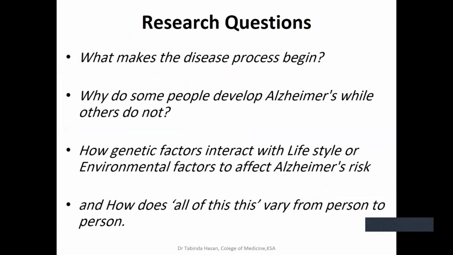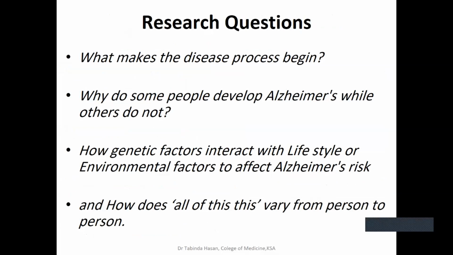Now we move on to the last slide. Whatever I said just now makes us wonder about some things. What at all makes this disease process begin? We talked about abnormal protein and plaques, amyloid plaques and all that, but why does it start in a normal brain? What actually triggers that process? And why is it that some people having the same genes would develop Alzheimer's, while others would not?